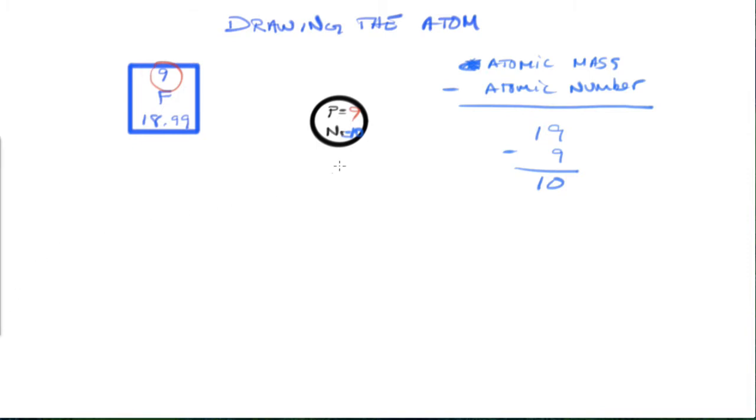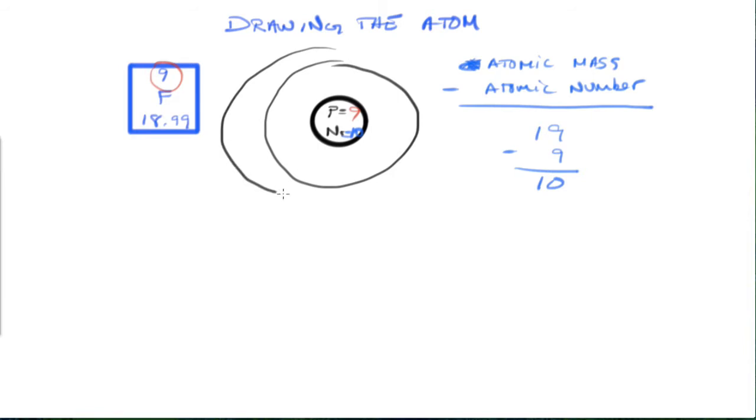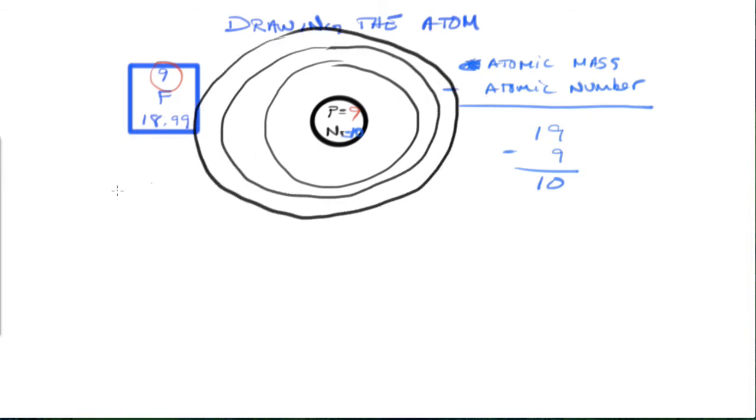Now when it comes time for the electrons, I'm going to draw the orbits. The orbits are where the electrons fly around, like this. Each orbit can hold a maximum number of electrons, so let me write that down. First orbit can hold a maximum of 2 electrons. In the second orbit, we can have a maximum of 8 electrons, and in the third, it's the same thing. There's a maximum of 8 electrons.